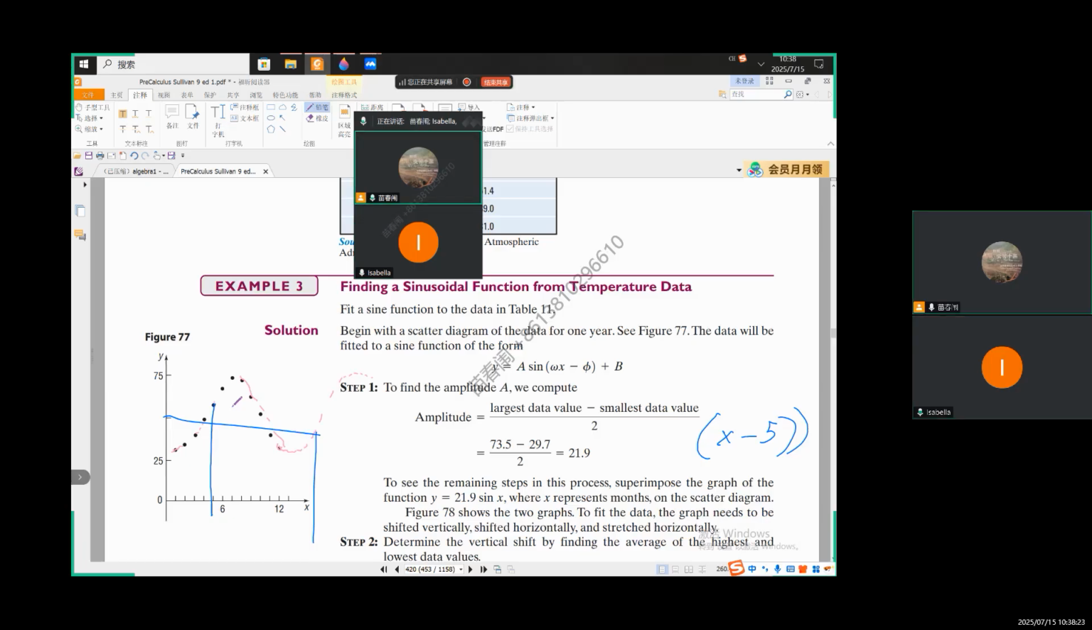We normally do the vertical shift, which is, before it's something like this, right? And now it's basically moving, right? The vertical shift is whatever the midline is. Plus yes, I can add 50 to it. 21.9 sine something.